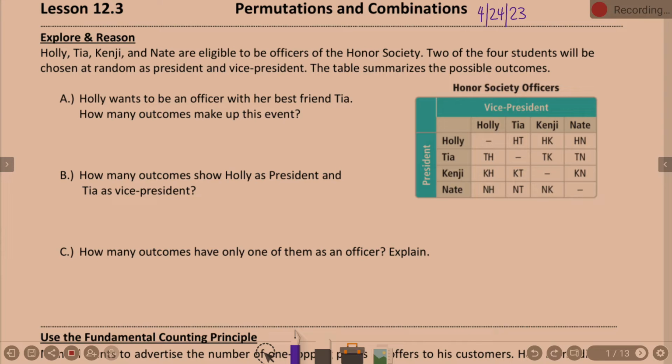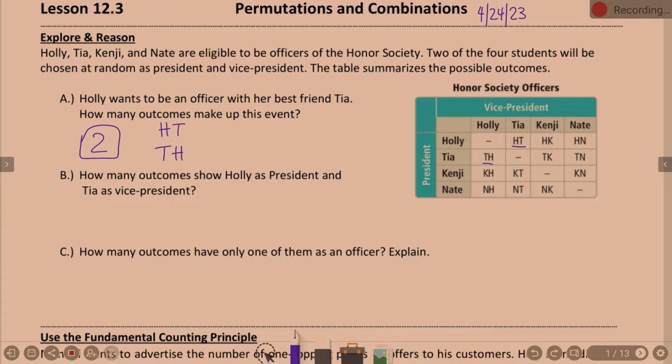Nothing too difficult here. Two. Two? Okay. You guys see two? There should be what? HT and TH. So there are two outcomes that make up that event.